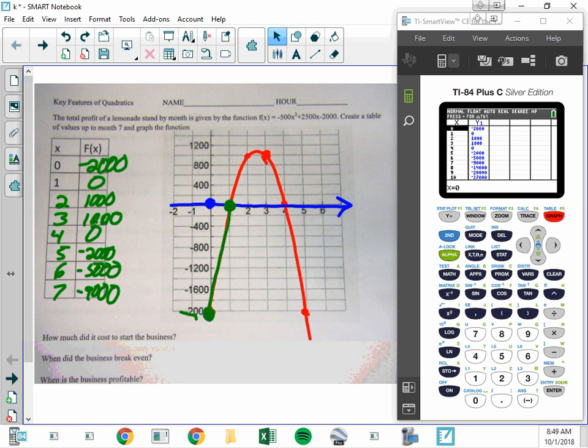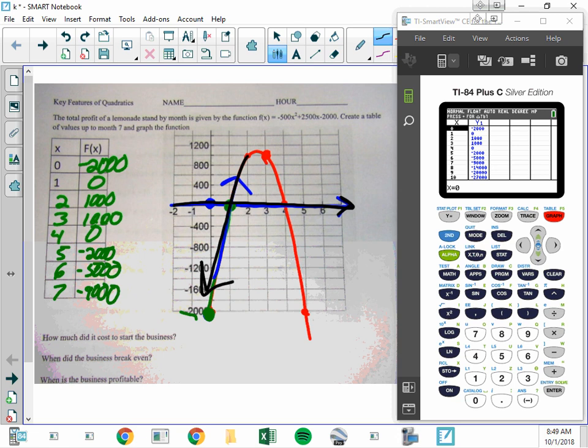But wait a minute. What does up mean? Well, if you follow the line this way, that's up. But if you follow the line this way, that's down. So when we say up, what do we mean? Up to the right. And why do we do up to the right? Because time always moves to the right. And we call this part of the graph increasing. When is a graph increasing? When it is going up to the right.